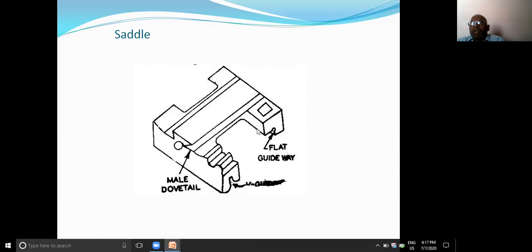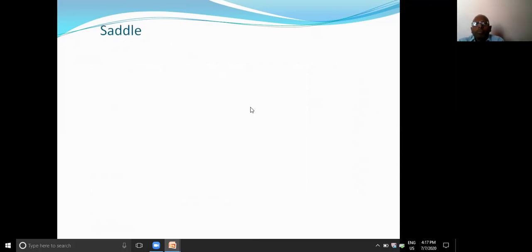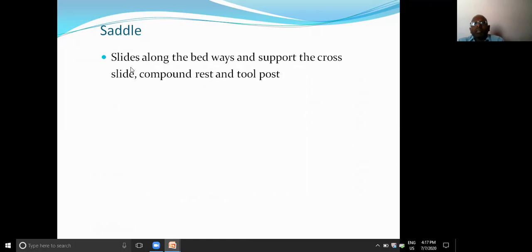Once again, I am repeatedly telling you, the combination of saddle and cross slide, and over the cross slide, one compound rest is assembled. The combination of these three is called the carriage. We may consider this saddle the base or bottom portion of the carriage. This saddle slides along the bedways and supports the cross slide, compound rest, and tool post. Just now we discussed the same points.